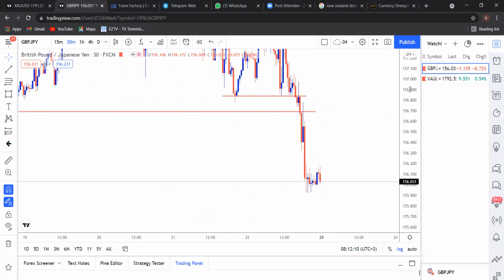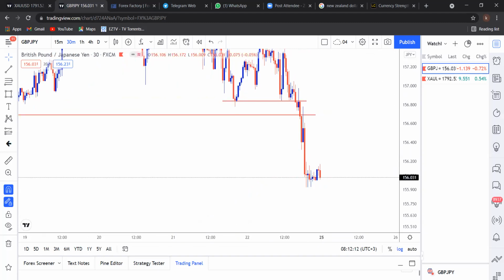Kuna swali lingine nikuulize lakini sasa hivi. Ati? Na swali nilikuwa nikuulize lakini nikikumbuka nitakuuliza. Sawa, haina shida.